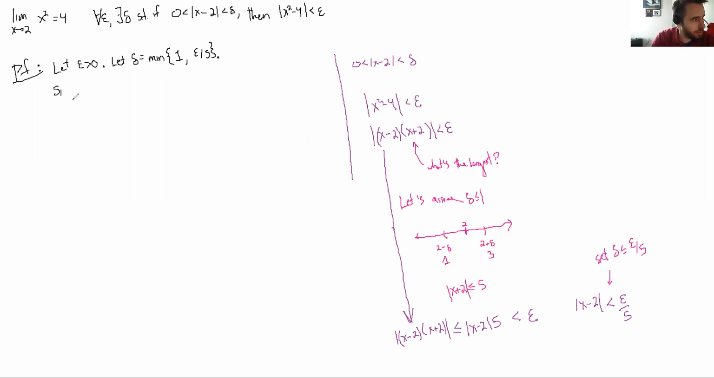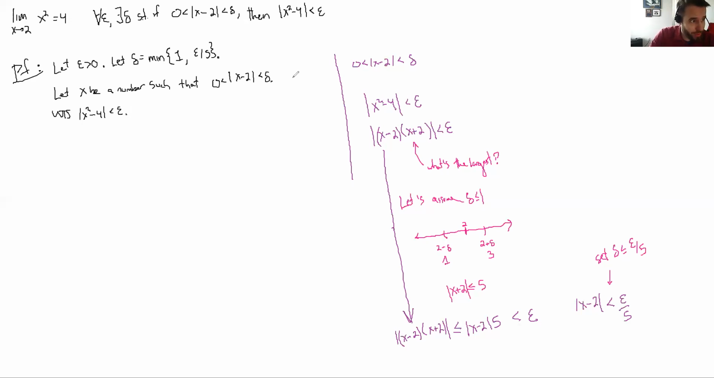So with delta defined in that way as the minimum of 1 and epsilon over 5, going back to our main structure of the proof, we can say let x be a number such that |x minus 2| is less than delta. And what we ultimately want to show, right, is that |x squared minus 4| is less than epsilon.